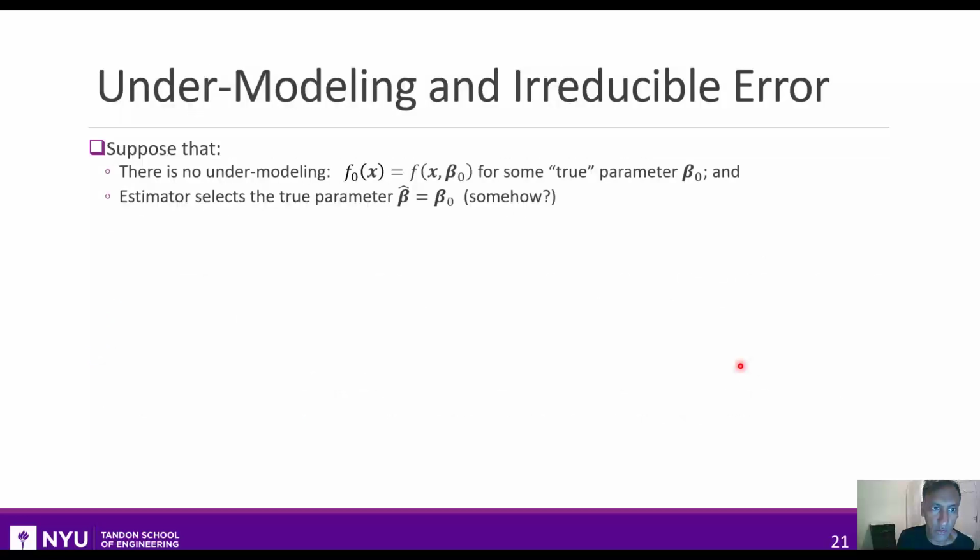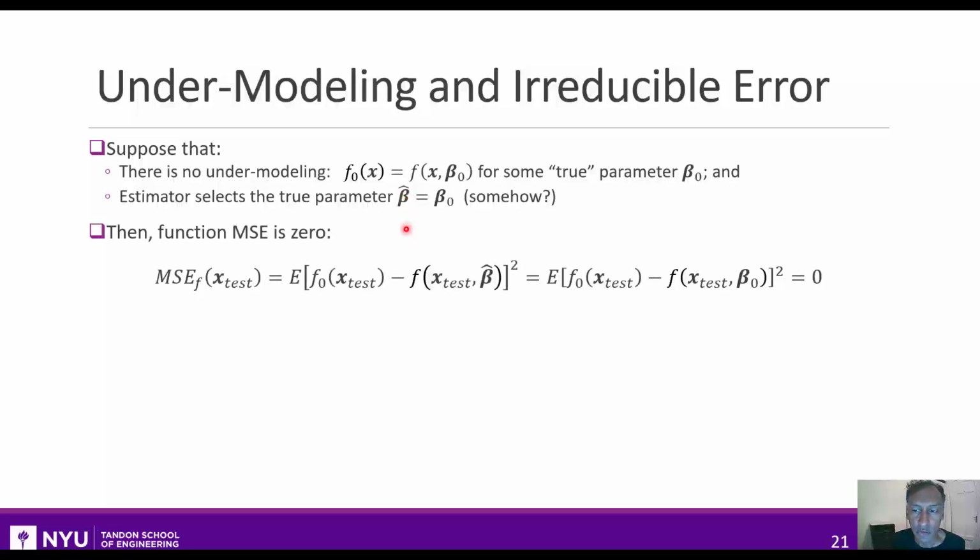Okay, now that you understand what we mean by the terms model class and true function, let me show you their importance in this context. So let's say that there is no under modeling. Somehow I've picked my model class so large that there's some true parameter that matches the true function. And somehow, a big if, the estimator is able to find this parameter. Let's just say that both of these two things are true. Well, in this case, there are two important implications.